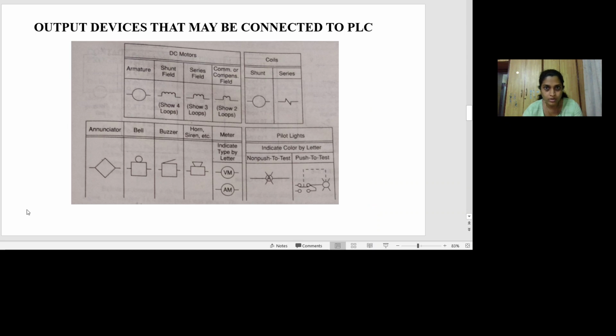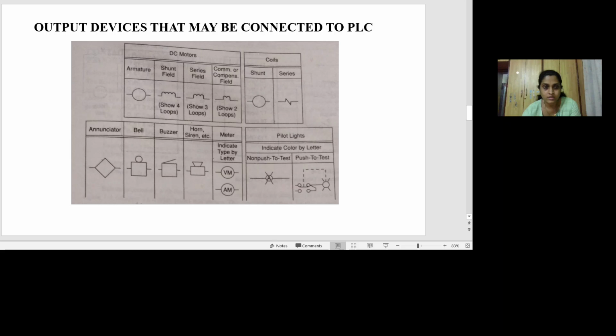Now we'll go to the output devices which can be connected to the PLC module. For the output coil, we can connect these output devices. We have the DC motors which can be connected. Then you have series and shunt coils. You can connect annunciators, bells, buzzers, horns, sirens, some types of meters which make measurements, and pilot lights. All these things can be connected to the output coil.